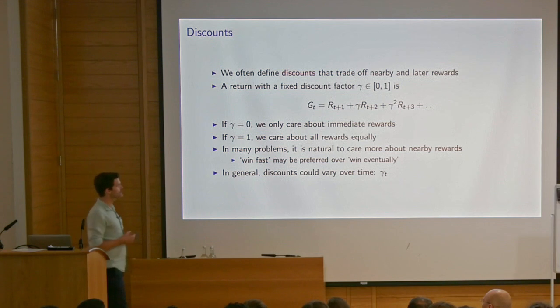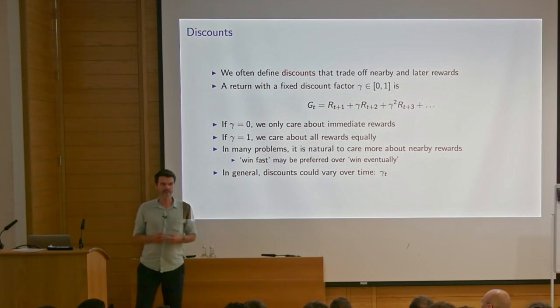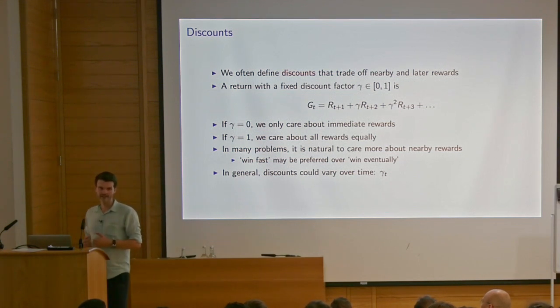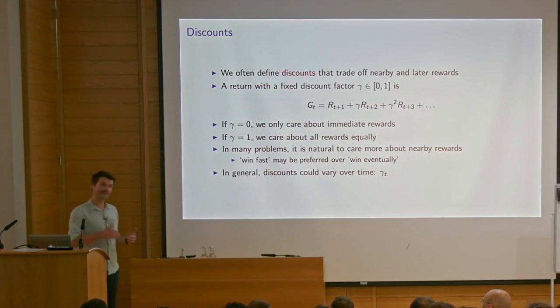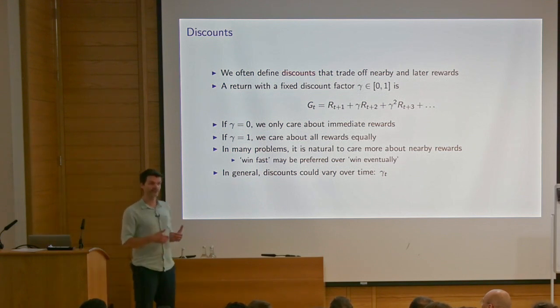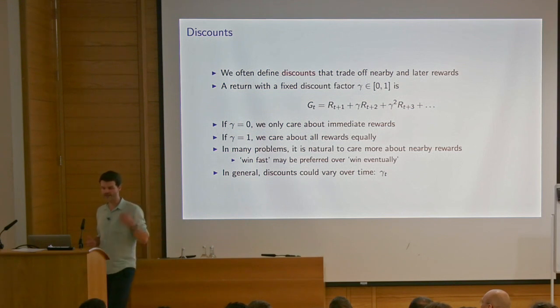But in many problems, we actually do care about trade-offs like this. Like I said, in that Atari game that we just saw, the agent actually cares about getting scores quickly rather than late because of a discount factor. The agent that learned that had a discount factor.